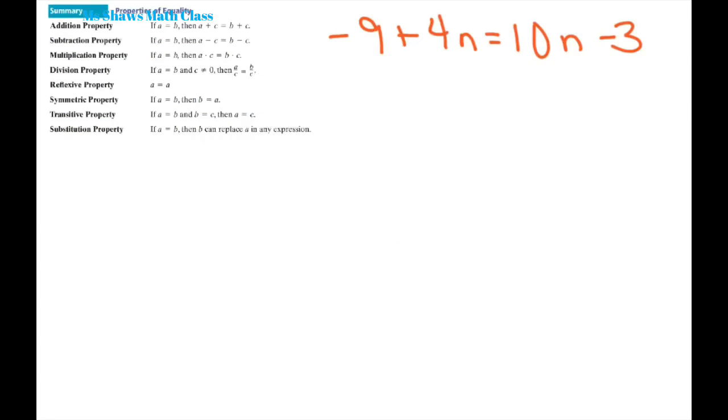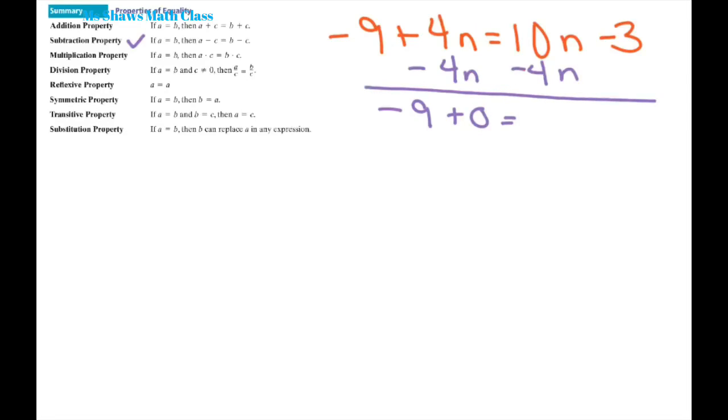So we'll get started with the first one. The way I do it, since we're solving for n, I want to keep my n positive. So what I'm going to do is subtract 4n from both sides. This is using your subtraction property of equality. So this gives you negative 9 plus 0, this is minus, sorry about that, equals 6n minus 3.